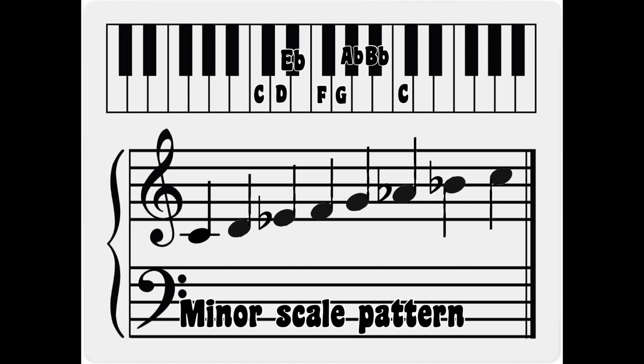Minor scales follow a different pattern, but the pattern is still the same for all minor scales regardless of which note they start on. The pattern is whole step, half step, whole, whole, half, whole, and whole step. So if we need a minor scale starting on C, that would be a whole step from C to D, and then a half step from D to E flat, then a whole step from E flat to F, a whole step from F to G, and a half step from G to A flat, then a whole step from A flat to B flat, and finally a whole step from B flat up to C, completing the octave scale pattern.